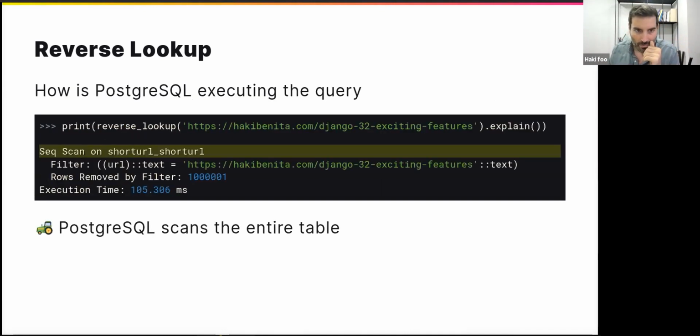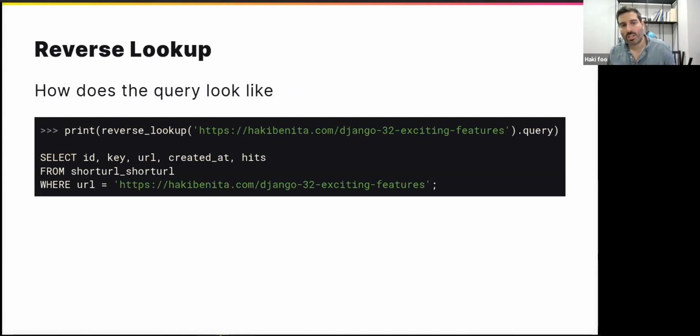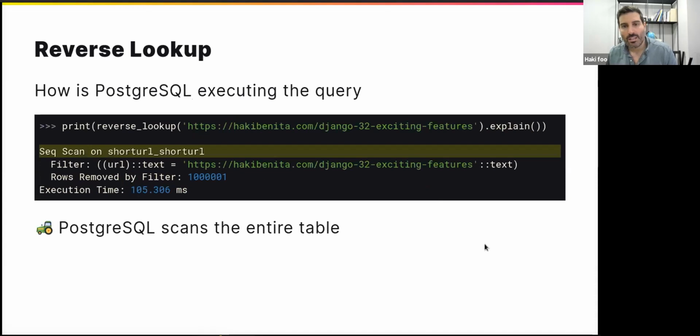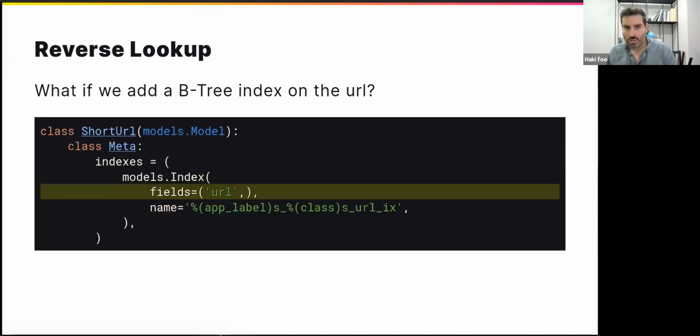So once again, we look at the query, and the query is pretty straightforward. Fetch all the fields from the short URL table where the URL is the URL we provided. And we look at the execution plan, and we can see that Postgres is doing a sequential scan, which is a full table scan on the table. It takes 100 milliseconds to complete. So once again, we can try to add a B-tree index on the URL and see if it can make things faster.